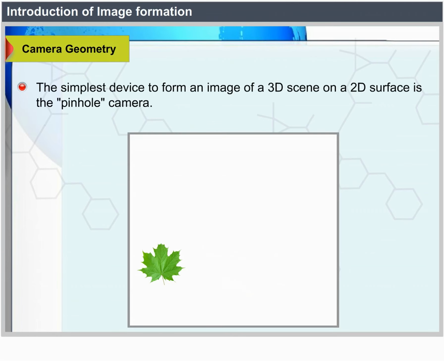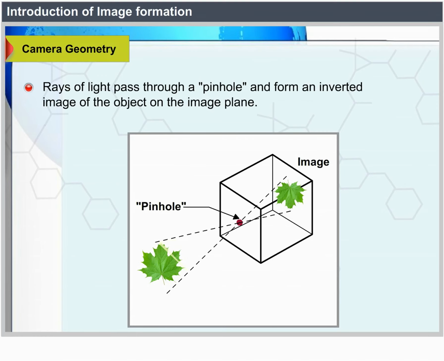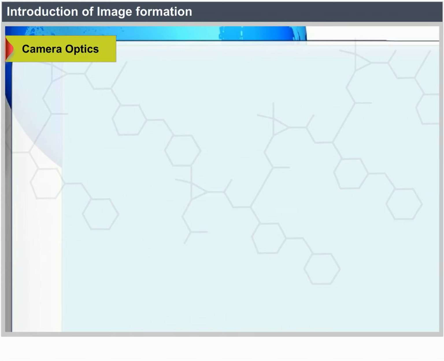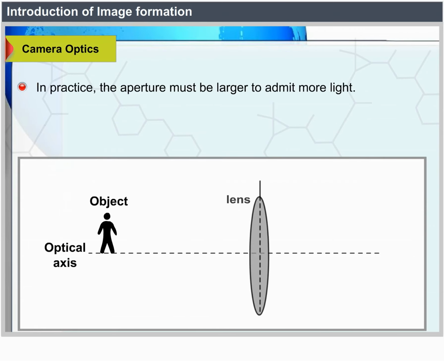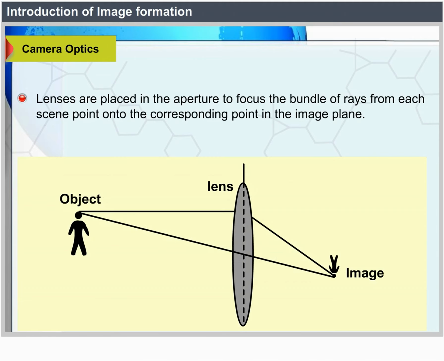The simplest device to form an image of a 3D scene on a 2D surface is the pinhole camera. Rays of light pass through a pinhole and form an inverted image of the object on the image plane. Camera optics. In practice, the aperture must be larger to admit more light. Lenses are placed in the aperture to focus the bundle of rays from each scene point onto the corresponding point in the image plane.